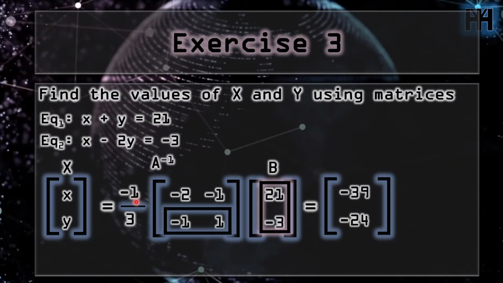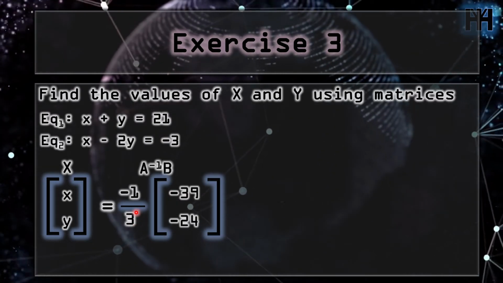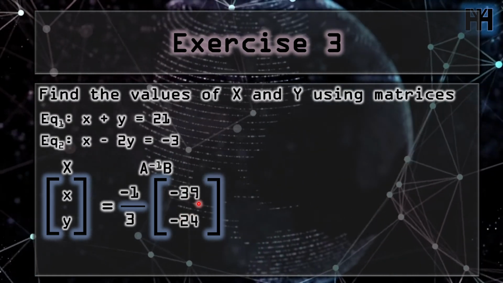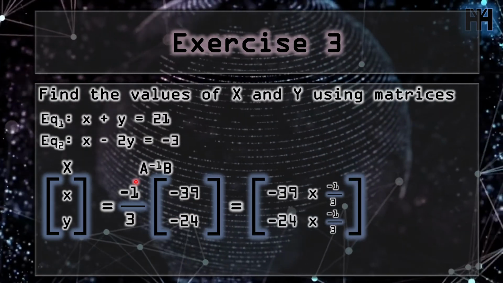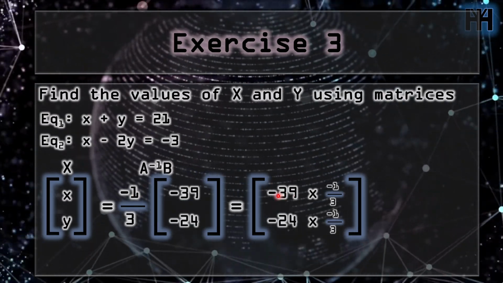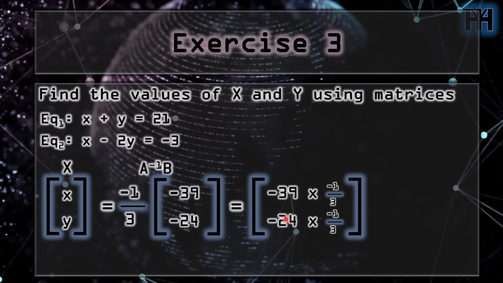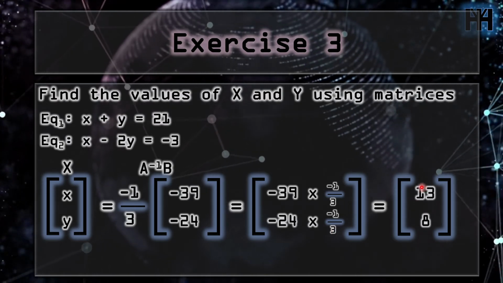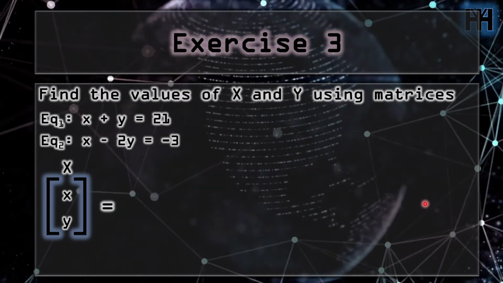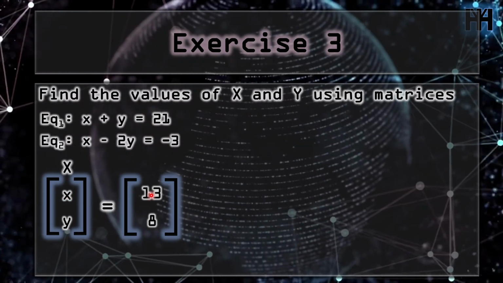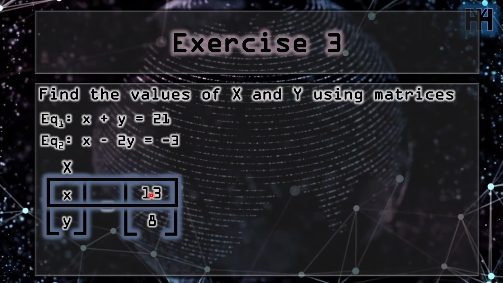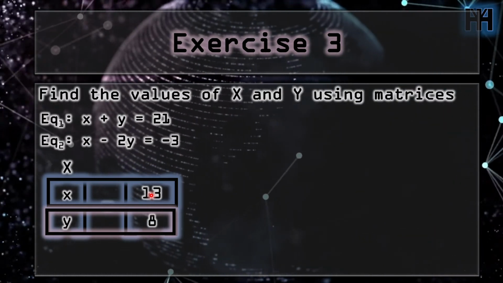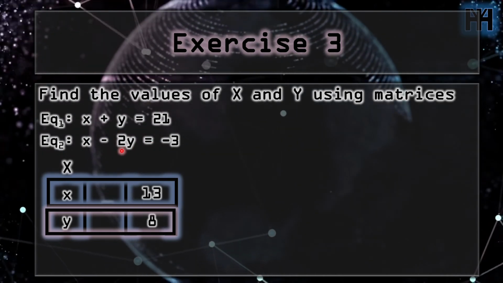Okay, don't forget the -1/3. So you multiply the -1/3 by both components: -39 multiplied by -1/3 and -24 multiplied by -1/3. So the result will be 13 and 8. So here you go. The value of x will be 13 and the value of y will be 8. Here you have solved the system of equations using a matrix.